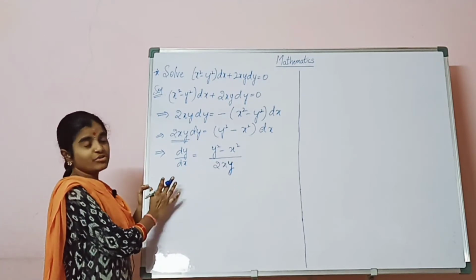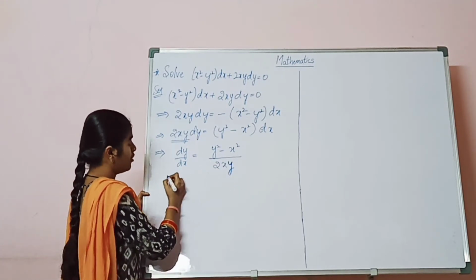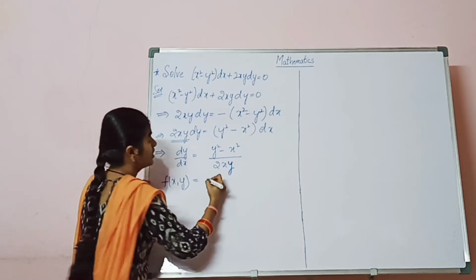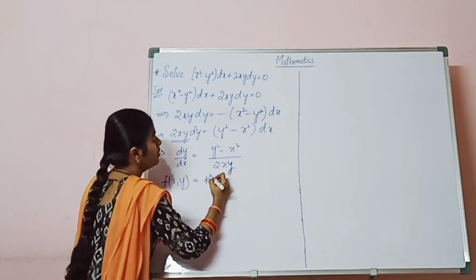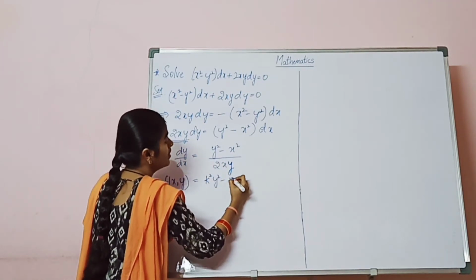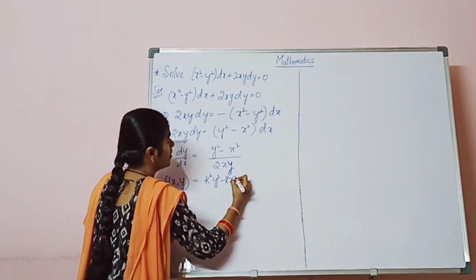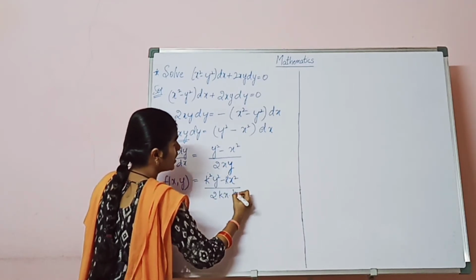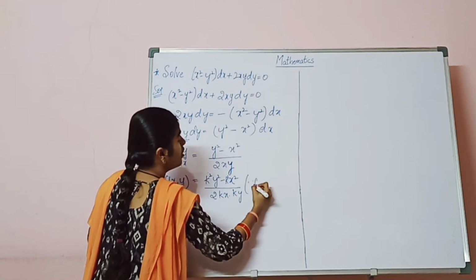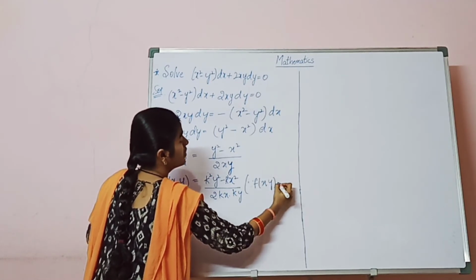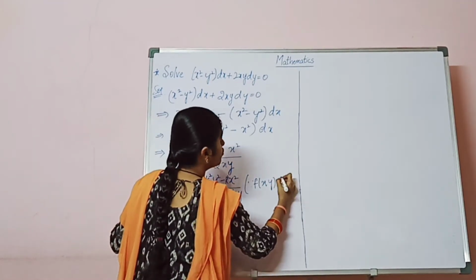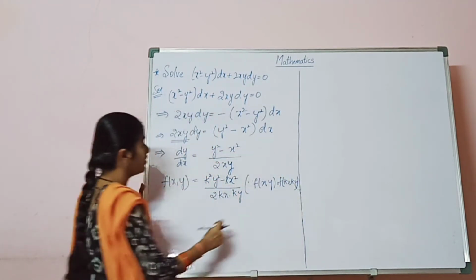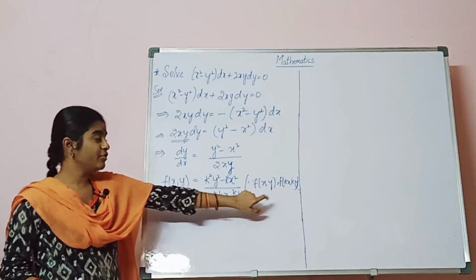For checking the homogeneous condition, what we should do? f of kx comma ky equals k square into y square minus k square into x square by 2 into kx into ky. Since f of x comma y equals f of kx comma ky, for checking the homogeneous condition, what we should apply? This condition we should apply.